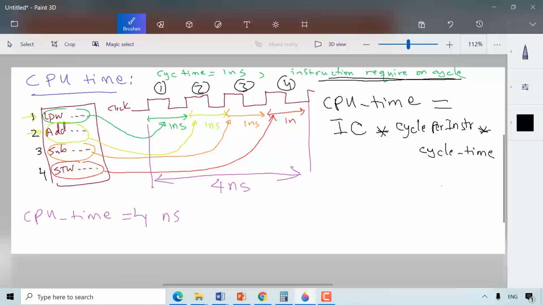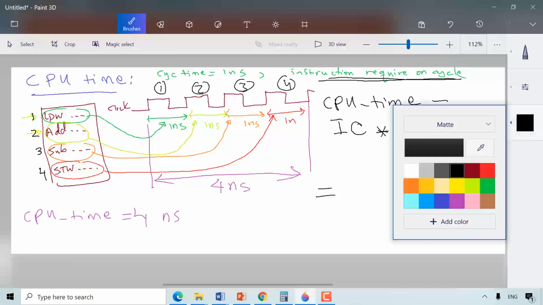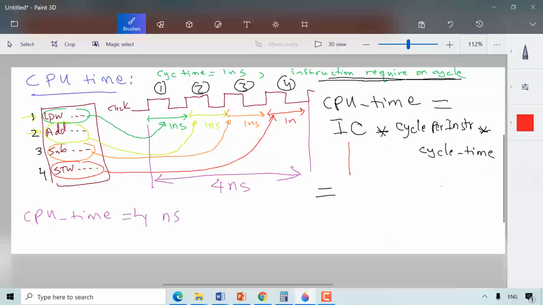Let's apply this to my example. How many instructions? Well, I have 4 instructions. Every instruction requires how many cycles? It requires one cycle, so 4 times 1. Now, what's the cycle time? What's the period of the clock? It is 1 nanosecond, which equals 4 nanoseconds, which I have already computed.